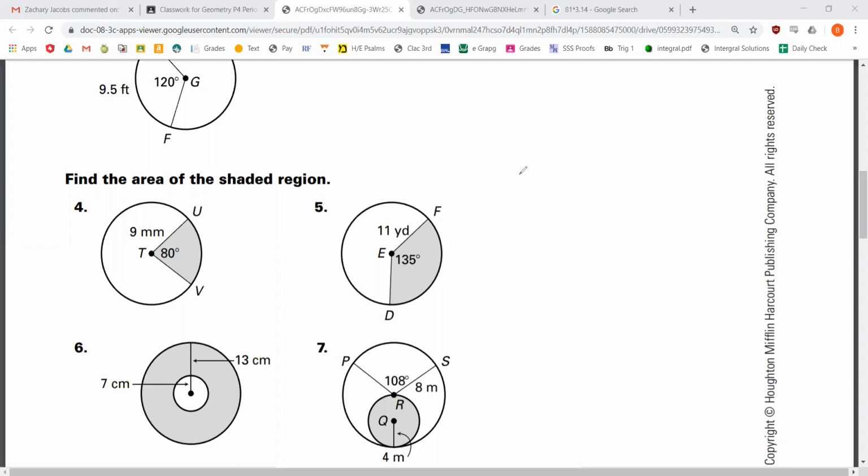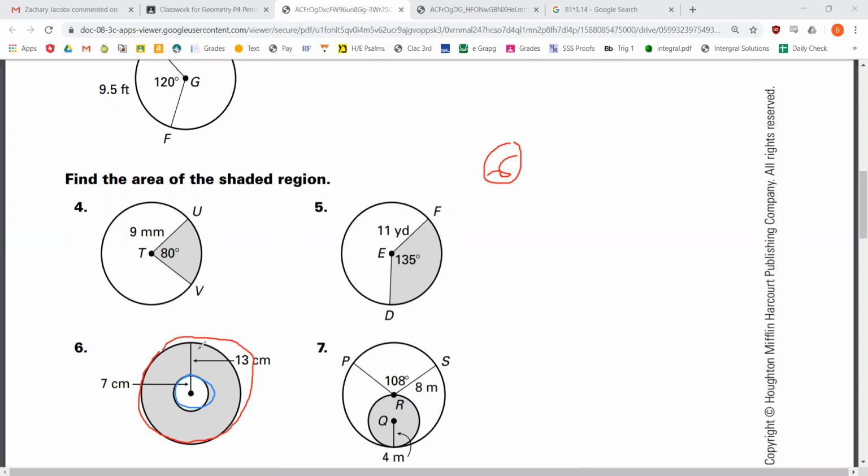Okay. So we're doing number 6 on this page. So we have these two circles here. I'll circle this one in red, and I'll circle this one in blue, the smaller circle. So we're trying to figure out what the shaded region is.